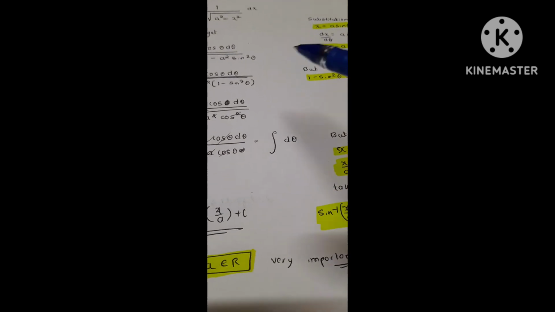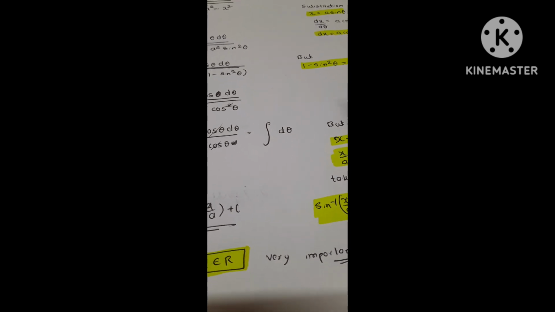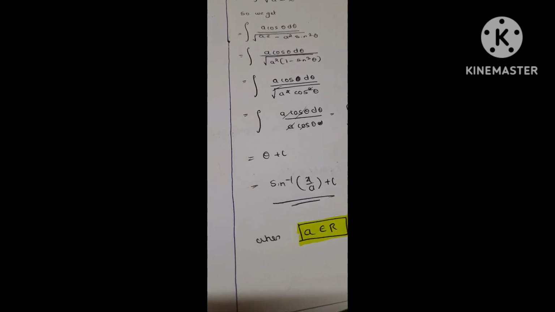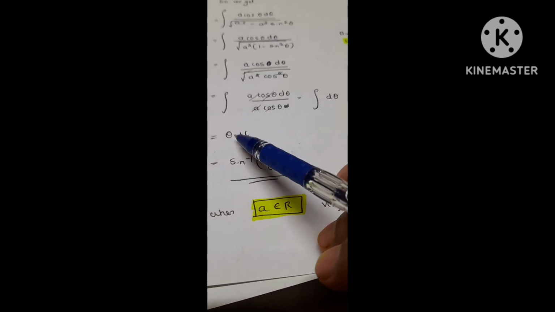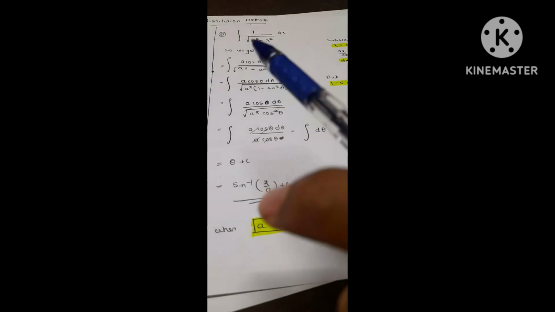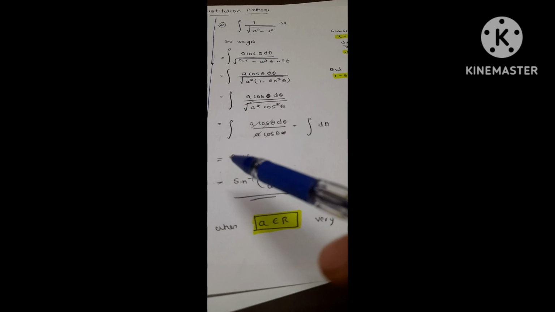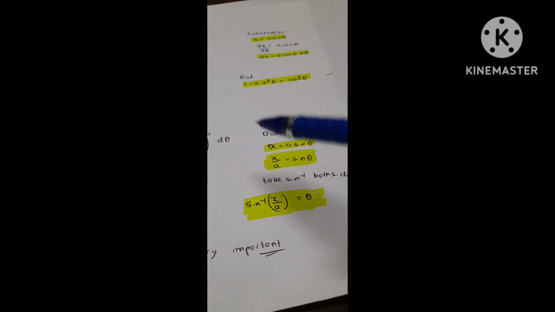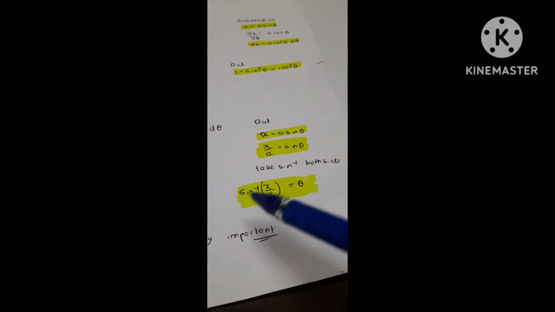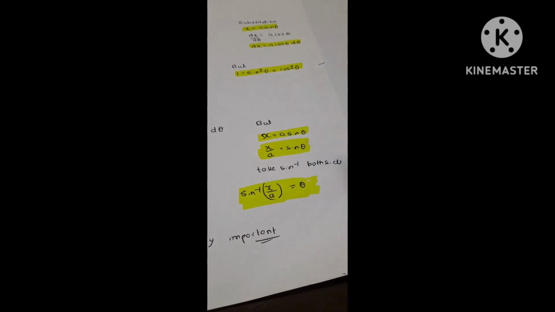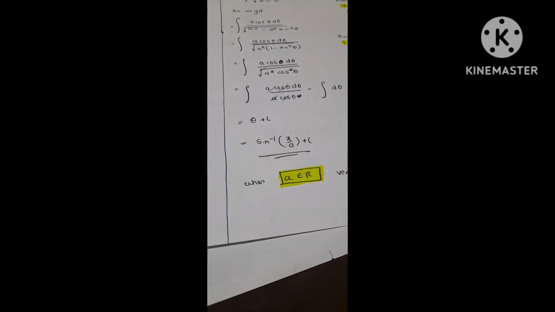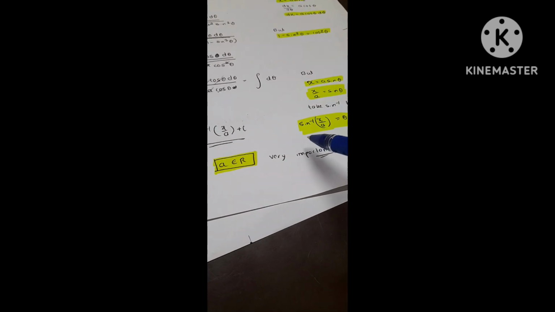You will get the answer as the integration of d theta. We know the integration of dx is x plus c, so in the same form we get theta plus c. We want the answer in terms of x, as the question is given, so we replace theta using the substitution. Since x equals a sin theta, x by a equals sin theta. Taking sin inverse on both sides, sin inverse of x by a on the LHS, and on the RHS sin inverse of sin theta is always theta. So we replace theta by sin inverse of x by a.